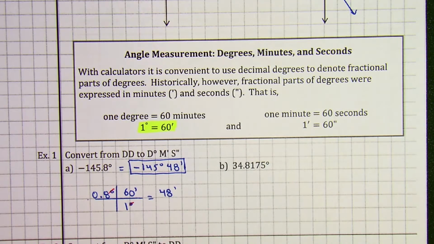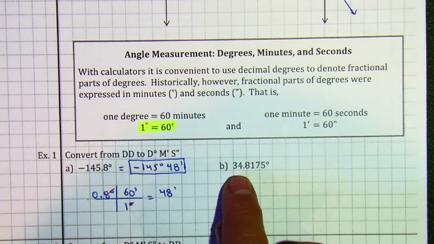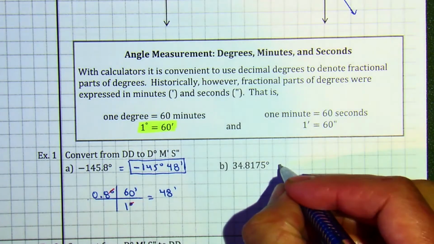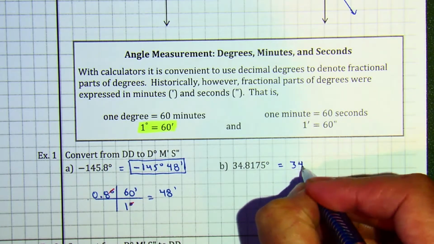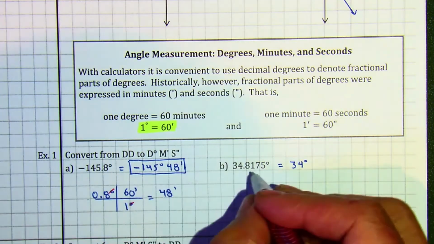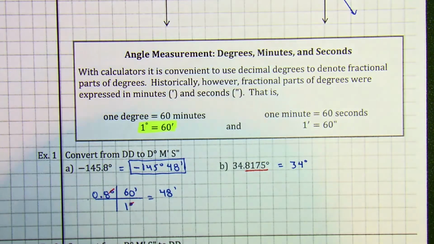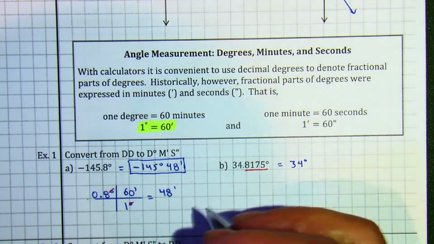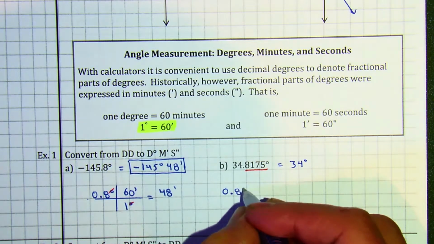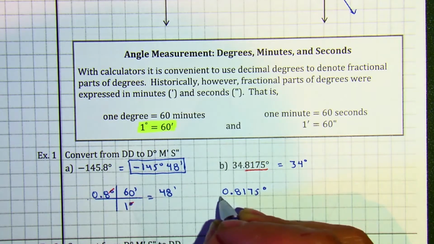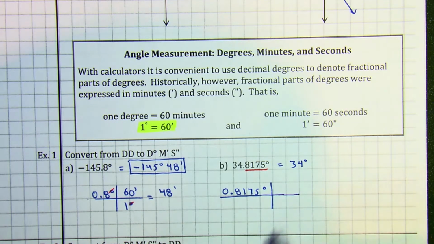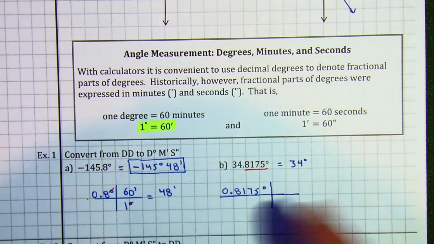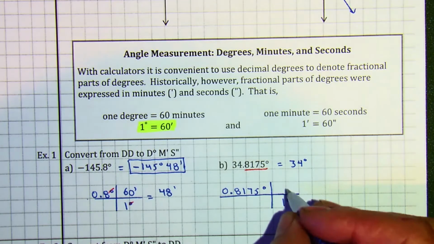Now let's try the next one. I need to convert 34.8175 degrees into minutes and seconds. So therefore, I know that this is going to be 34 degrees. I just need to find the equivalency for the decimal part into minutes first. So I'm going to use a t-chart, 0.8175 degrees. I want to see how many minutes that is. My degrees are on the numerator, so therefore I'll place my degree on the denominator, and that is equal to 60 minutes.